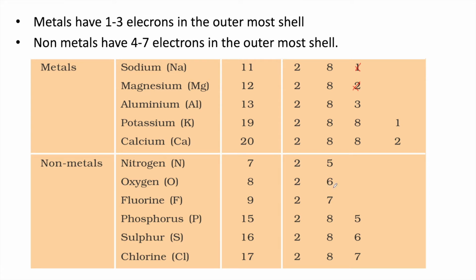But consider the nonmetals. Here there are more electrons in the outermost shell, so they have a tendency to gain electrons to complete the octet. That means here 5 electrons. If nitrogen accepts 3 electrons, it will become 2, 8, and the octet will be completed. And here chlorine has 7 electrons, so if it accepts a single electron, the octet will be completed. In this way metals and nonmetals transfer electrons.